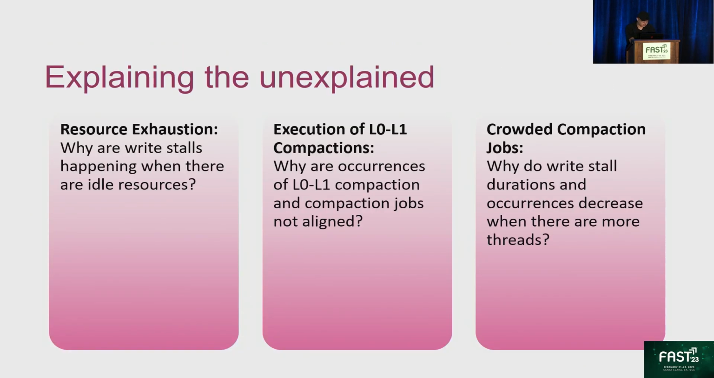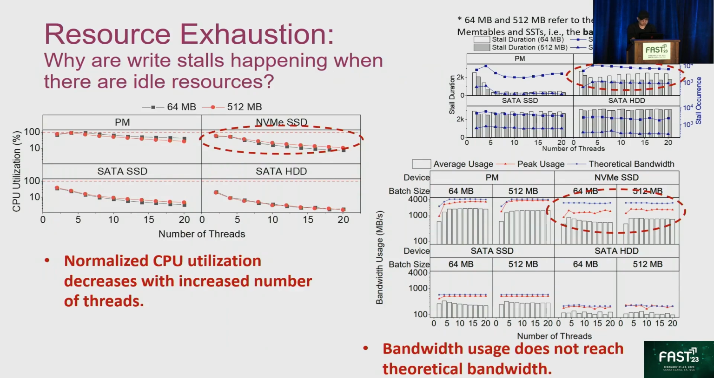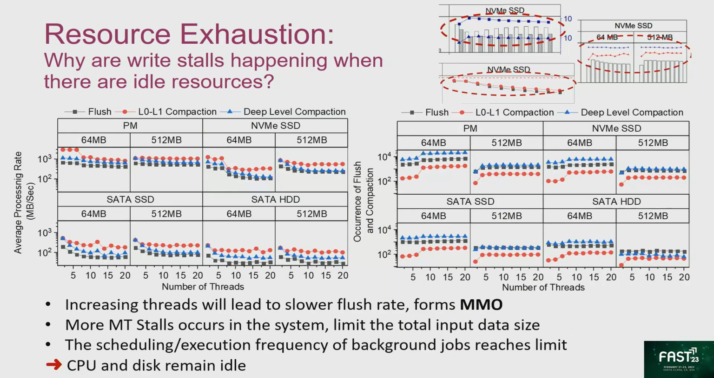After introducing the data overflow concept, we will explain the unexplained points in the former sections. So remember the occurrence of write stalls when resources are idling. Memory overflow explains what is happening. After increasing the number of threads, the flush rate is decreased, as shown by the arrows here. This forms memory overflow and leads to more frequent memtable stalls.